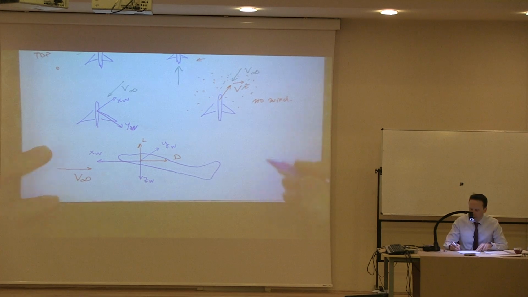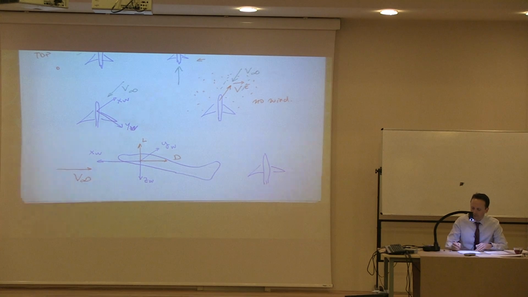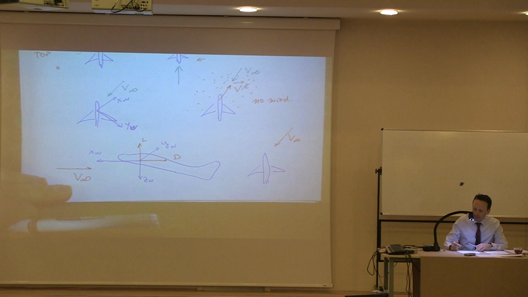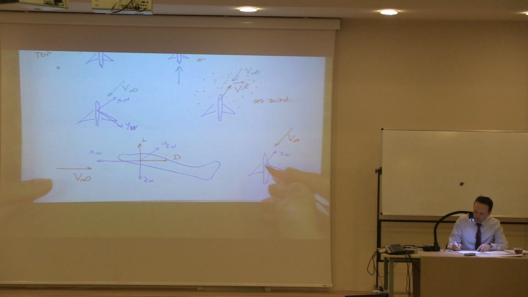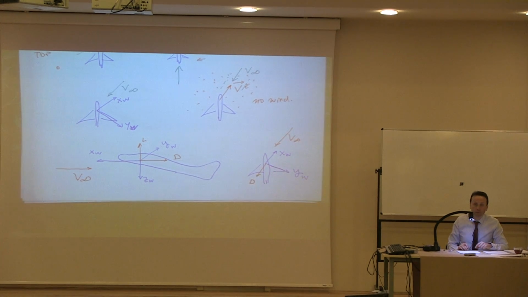Now think of our other example where this is my airplane. This is V infinity coming from the side. And let's say this is XW, and this is YW. What is the direction of drag? It's here. This is your direction of drag. It is parallel to V infinity.